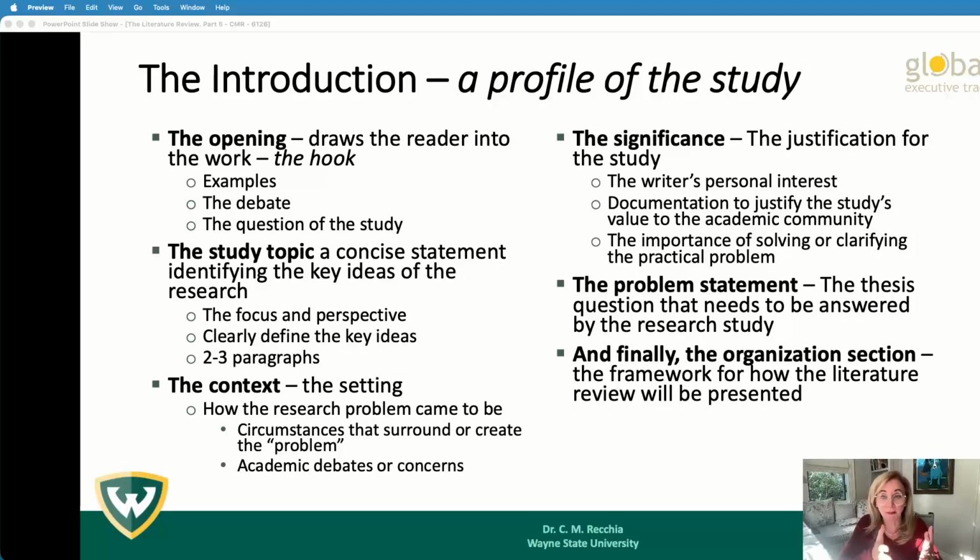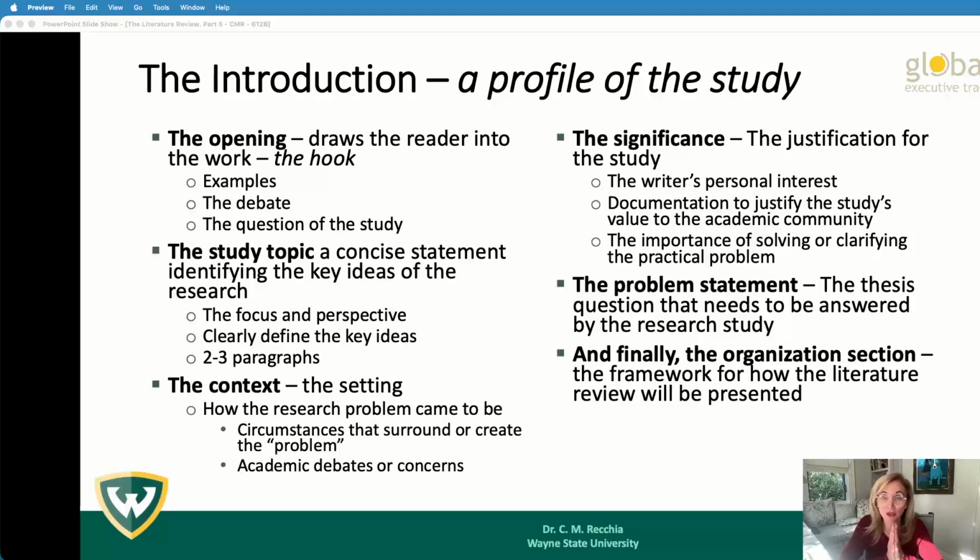The study topic, the next section, is a concise statement identifying the key ideas of the research. So the focus and perspective, the key ideas, this is going to be 2 to 3 paragraphs. So kind of where did we come up with this idea? What were we thinking? And then the context, the setting, how the research problem came to be. So the circumstances that surrounded or created the problem.